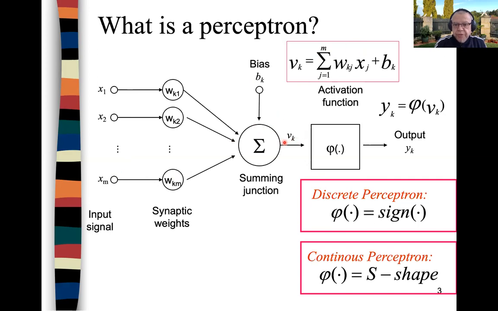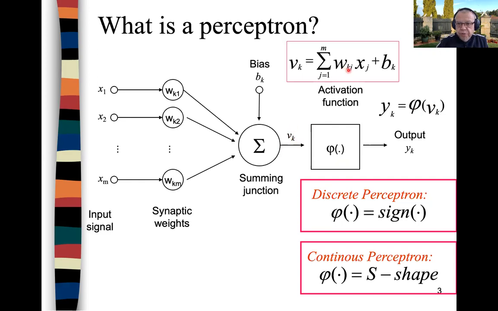This net activation is fed to an activation function, phi, which, in the case of a discrete perceptron, is given by the sign function, and in the case of a continuous perceptron is an S-shaped function, a sigmoid, as we're going to see in the next slide. And the output, yk, for this node k, is simply phi of vk. So the input to this activation function is the net activation.